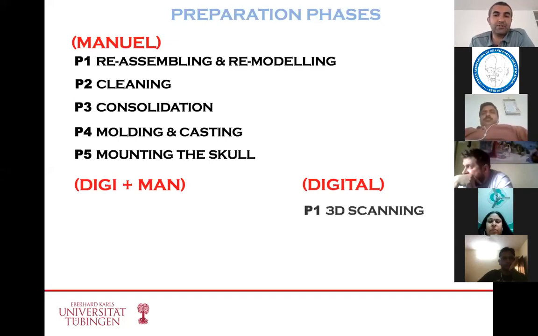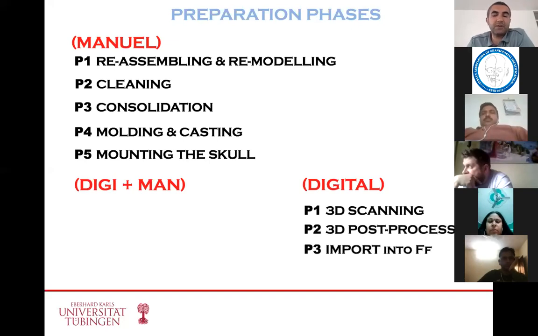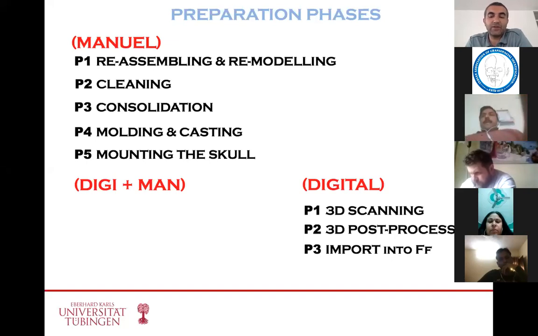For digital methods, we have three main phases, which is much faster than the manual method, just through the scanning of the skull, and then we do some post-processing applications like smoothing, filling the holes, erasing the unrelated parts. And after this stage two, we import the 3D data into our software, like Freeform or any other 3D modeling software. So this is the digital method.